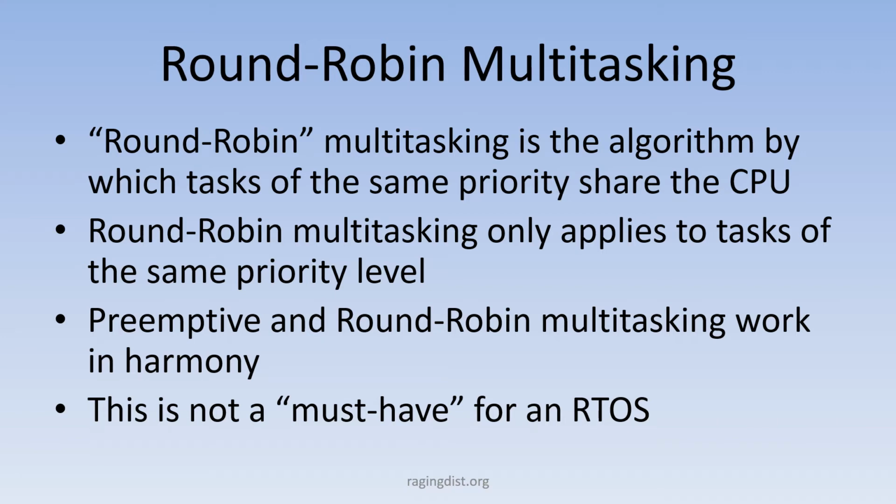Round robin multitasking is an algorithm in which tasks of the same priority share the CPU. The round robin algorithm allows tasks that want to be scheduled by the CPU, that are not blocked, to get queued up, and these concepts I'll explain later.